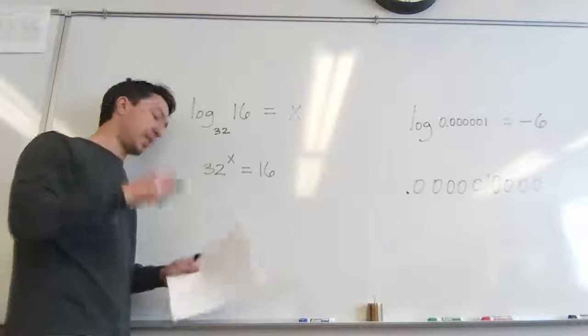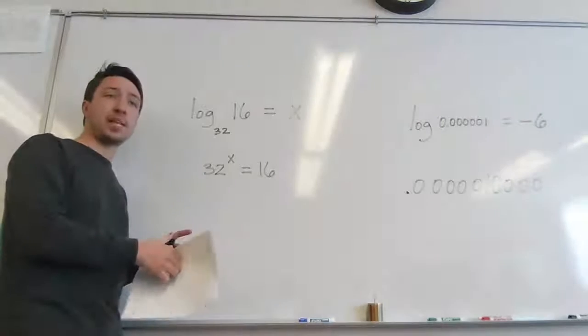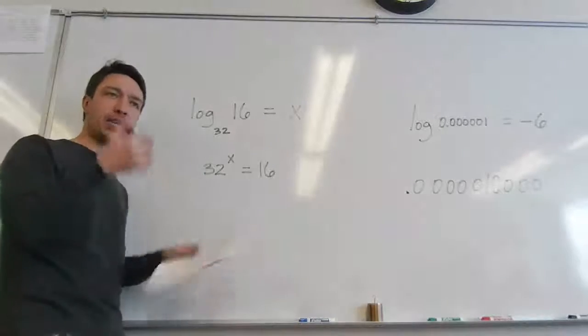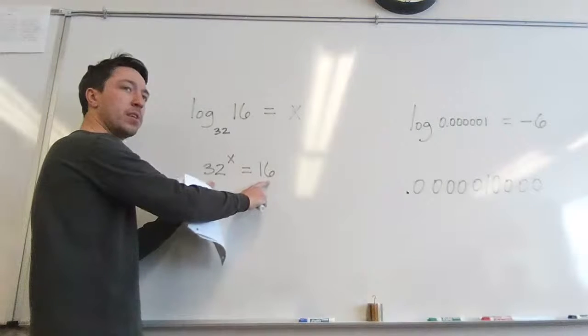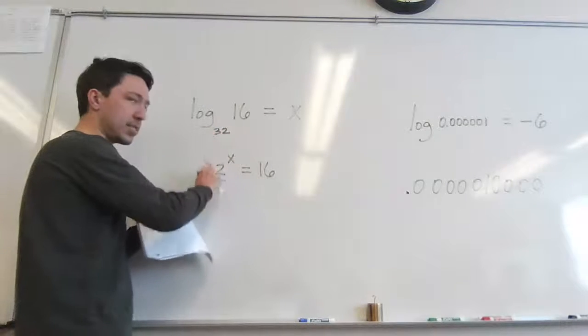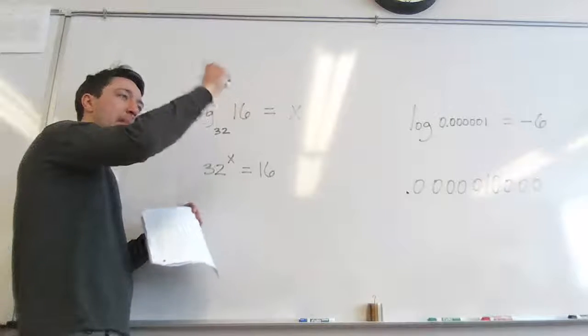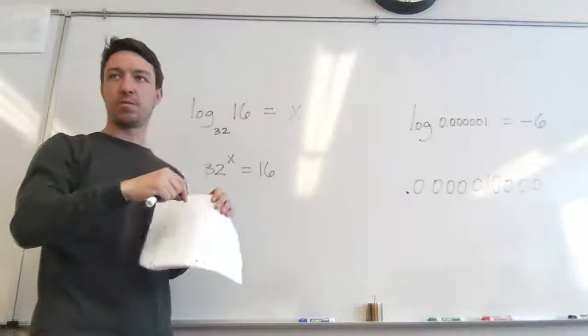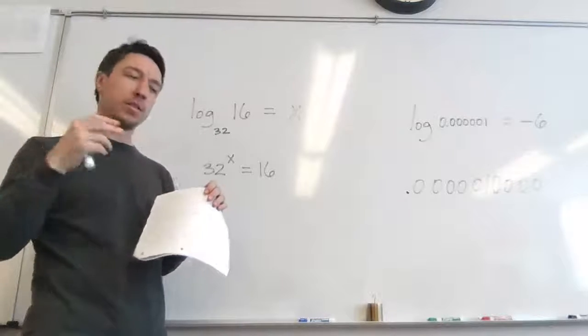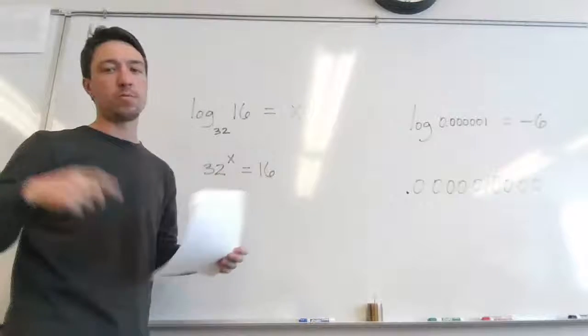The key, if you're wondering how do you do this in your head, is to understand that these are both powers of 2 and think, how do I take this and drop it down to 2 and then back up to 16? Well, to drop it down to 2, you take the 5th root, there's your 1/5 power, and then to get it back up to 16, you raise it to the 4th power.